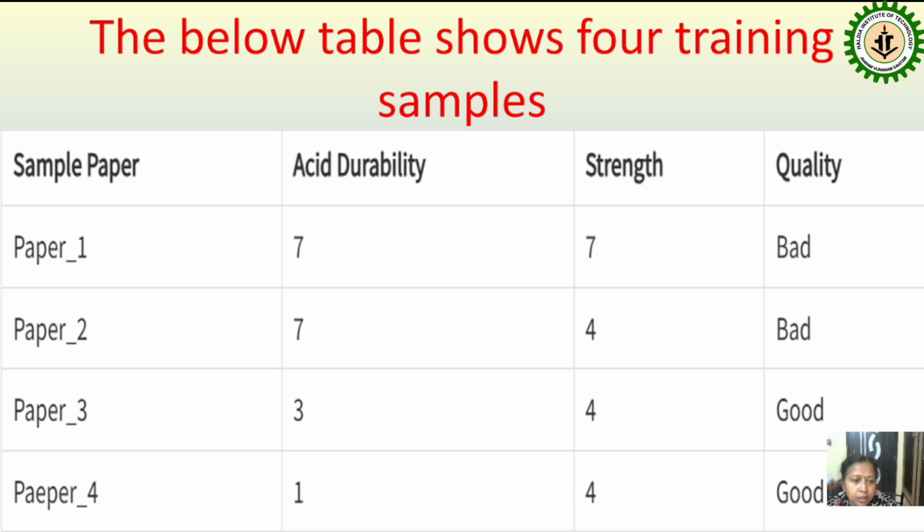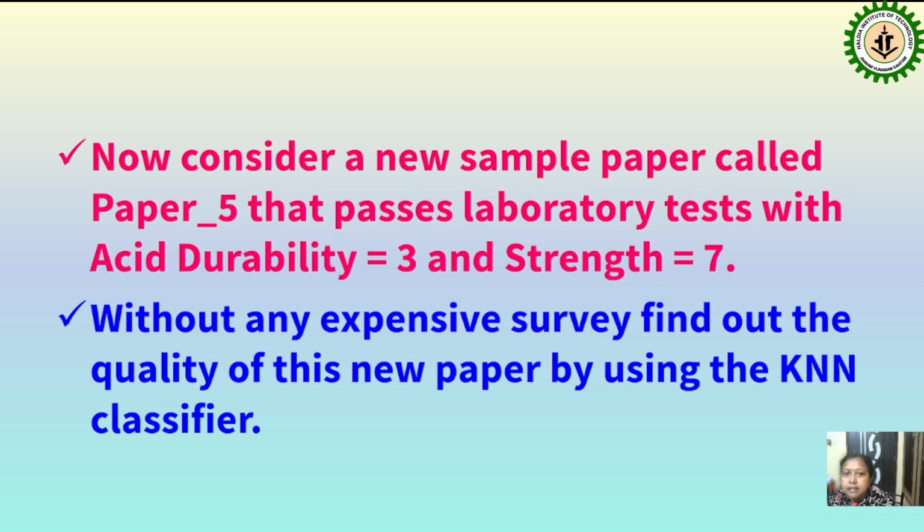Here we have taken a total of 4 instances. In the first instance, the output class is bad. Second instance, output class is bad. Third, output class is good. Fourth instance, output class is good. The test instance is also given here. Now consider a new sample paper with acid durability value equal to 3 and strength equal to 7. Without any expensive survey, we have to find out the quality of this new paper by using the kNN classifier.